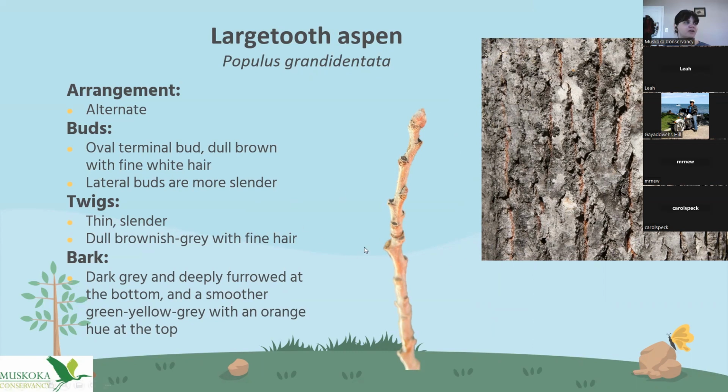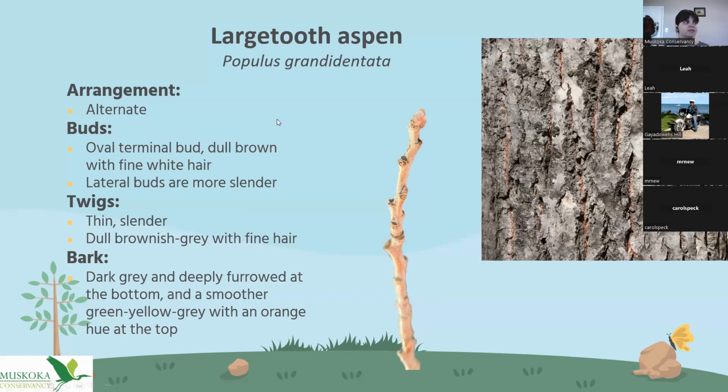So of course, yes, they are alternate in their arrangement of the buds. They are quite oval in shape, and they are a dull brown, and you might be able to see some of the fine white hair that they will get as well. The lateral buds are more slender than that large terminal bud, and they're generally held close to the branch. The twigs are considered thin or slender, and they are a dull brownish gray, and they will have that fine hair on the fresh new growth as well.